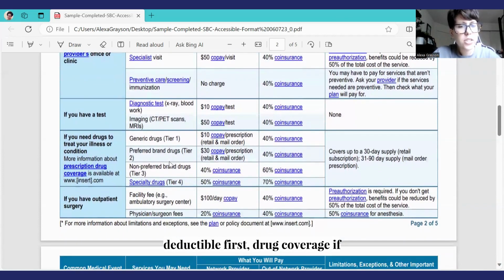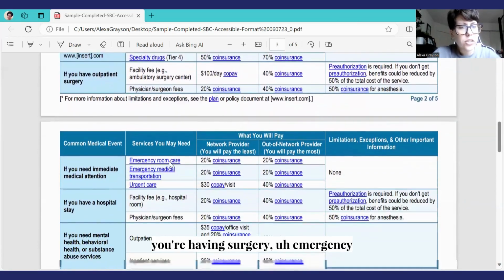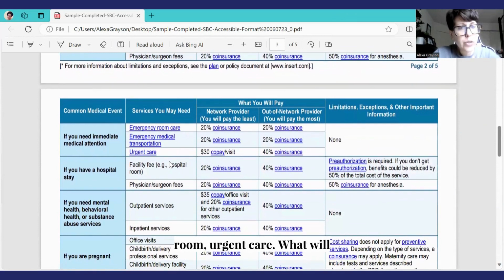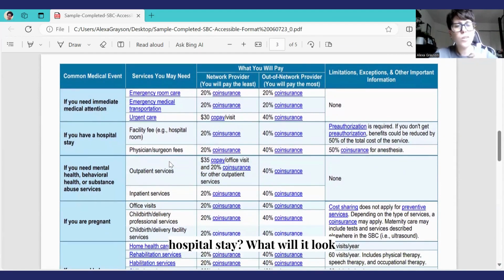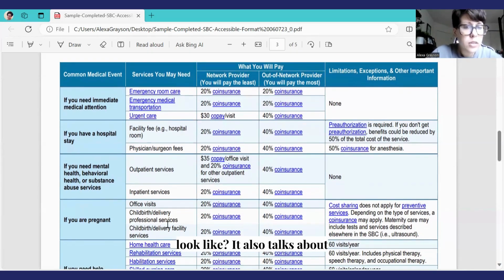Drug coverage. If you're having surgery, emergency room, urgent care, what will it look like if I have a hospital stay? What will it look like if I'm giving birth to a child? My child needs to stay there in the NICU. Maybe you need to stay there for a few days. So what will that cost look like?